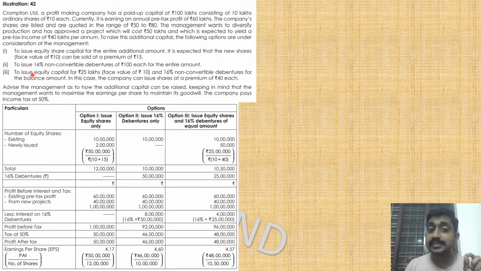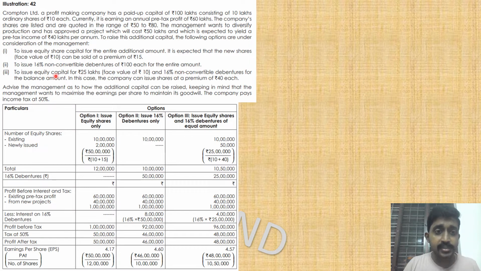The second is 16% non-convertible debentures. Debentures are also treated at par with debt, because they also have a fixed coupon rate or fixed interest cost, of 100 each for the entire amount. So one unit is 100, you are issuing debentures. So by issue of debentures, you are getting the money from the investor.